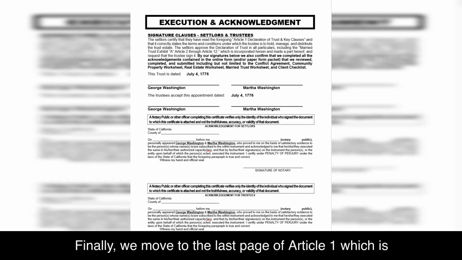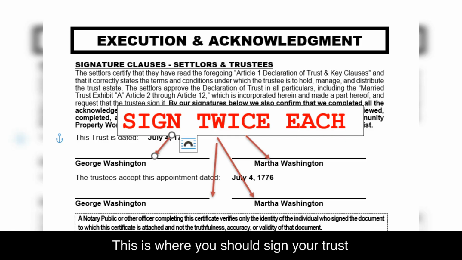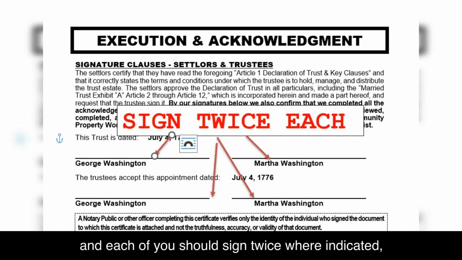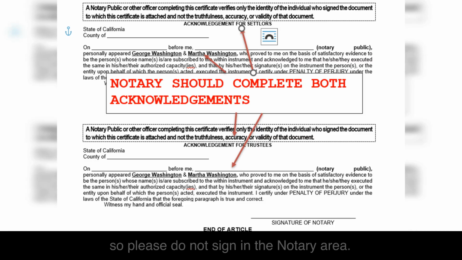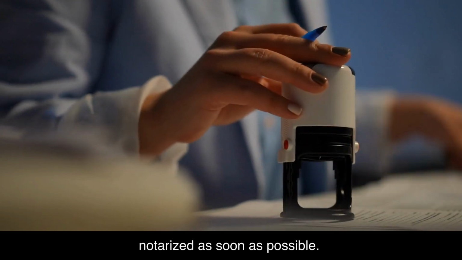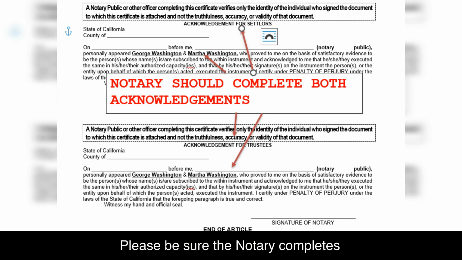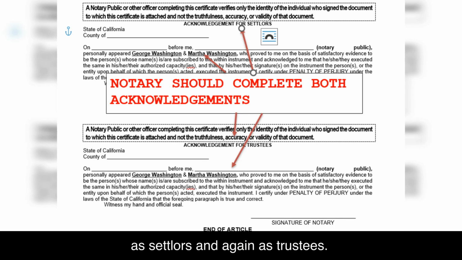Finally, we move to the last page of Article 1, which is the execution and acknowledgement page. This is where you should sign your trust, and each of you should sign twice where indicated, just above your names. The area below is for the notary, so please do not sign in the notary area. As always, you should have your documents notarized as soon as possible. Please be sure the notary completes both acknowledgement areas below, as the notary needs to acknowledge your signatures as settlors and again as trustees.